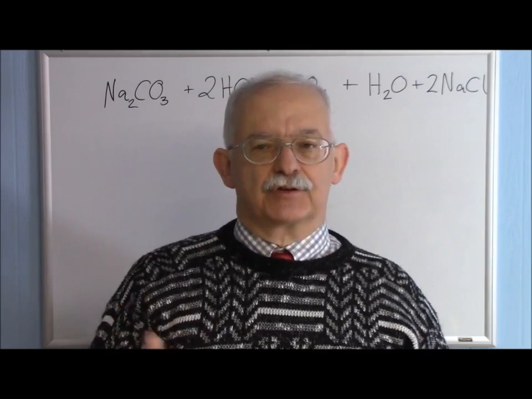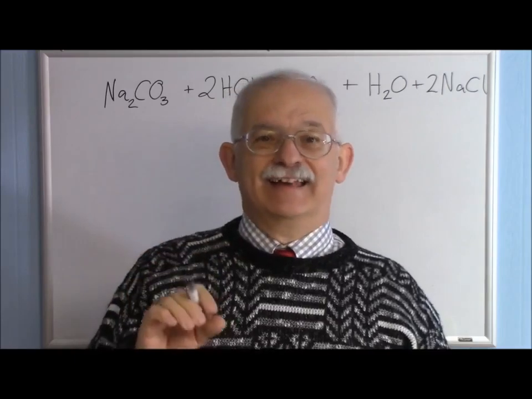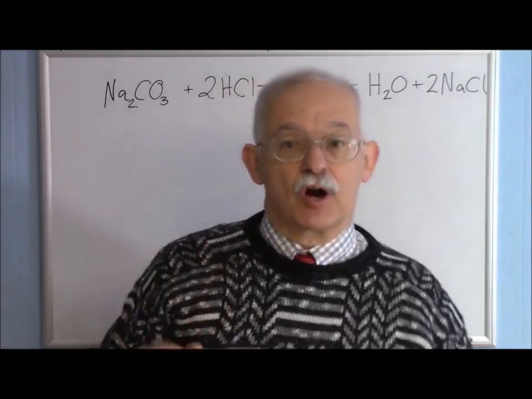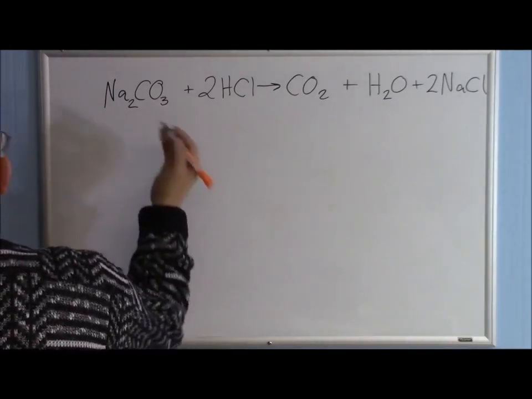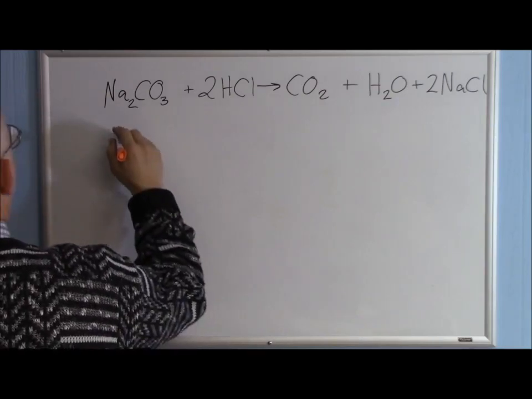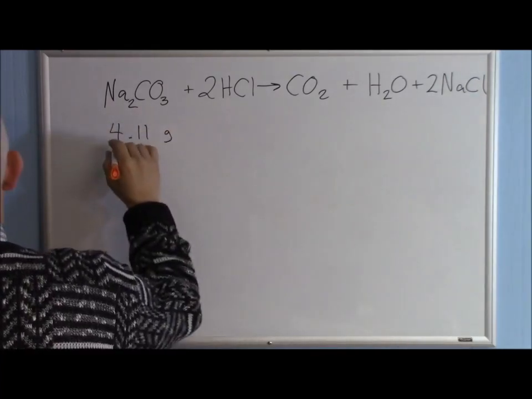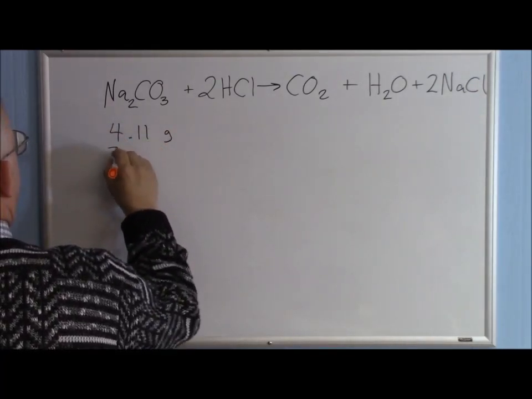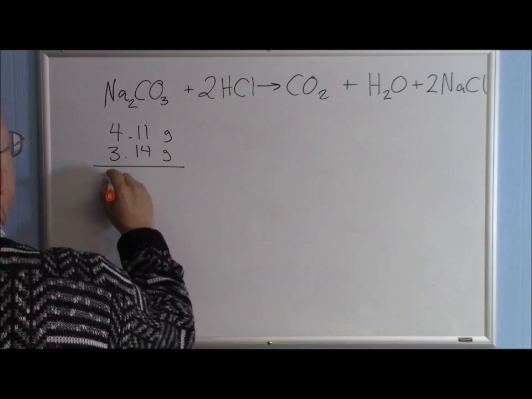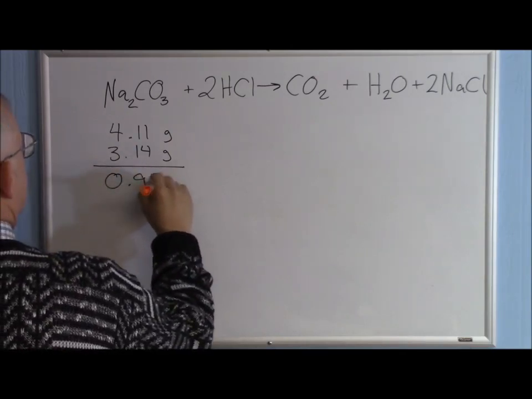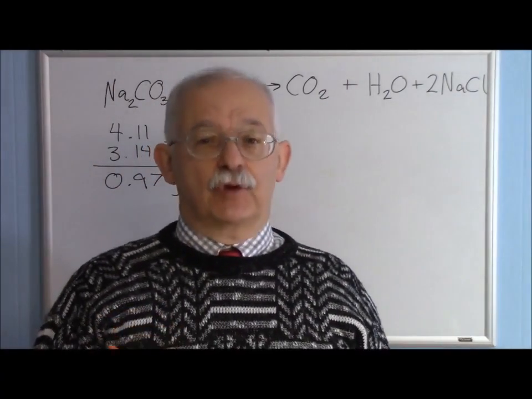So for my particular set of data, I'm going to assume that I massed out 0.97 grams of sodium carbonate to begin with. So in our case, we had a mass of the cup plus the powder of 4.11 grams. The mass of the empty cup was 3.14 grams. So if we subtract those numbers, we get 0.97 grams. So we start with 0.97 grams of sodium carbonate.